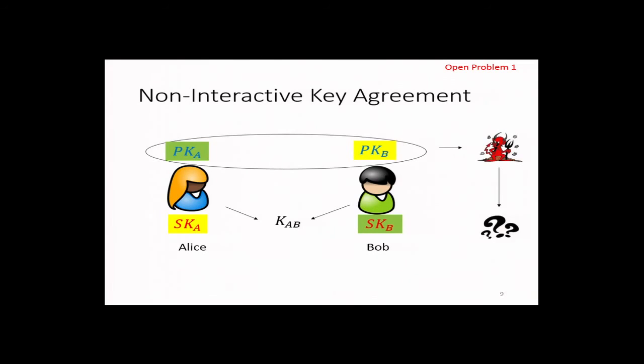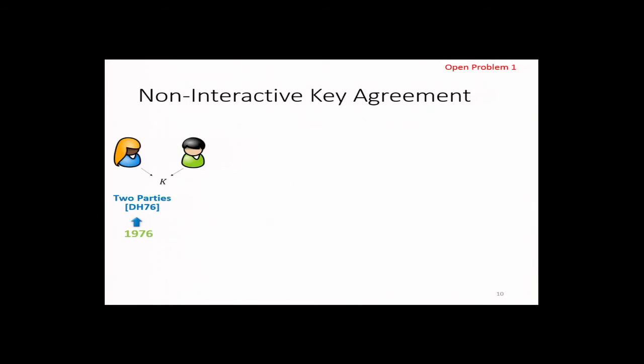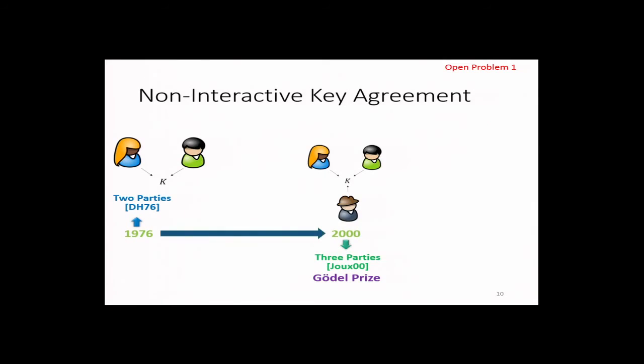The security guarantee that we want is that an attacker who has access to just the two public keys shouldn't be able to figure out anything about the shared key kab. So this is a very simple and natural problem. It was first posed by the original paper of Diffie and Hellman, the paper that laid the foundations for modern cryptography as we know it now. It posed this problem and gave a solution for the two-party setting. However, it took us roughly 24 years to solve this problem for the three-party setting.